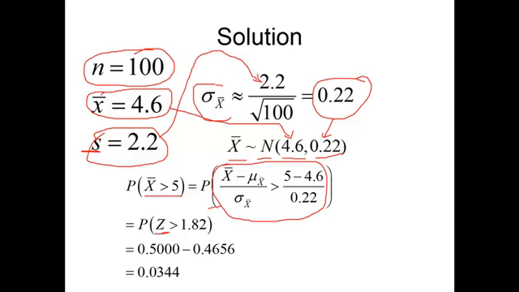This gives us the probability that z is greater than 1.82. This is a tail, and it's a thin tail, as a matter of fact, so we get 0.5 minus 0.4656, and so this happens, you know, 3.44% of the time.